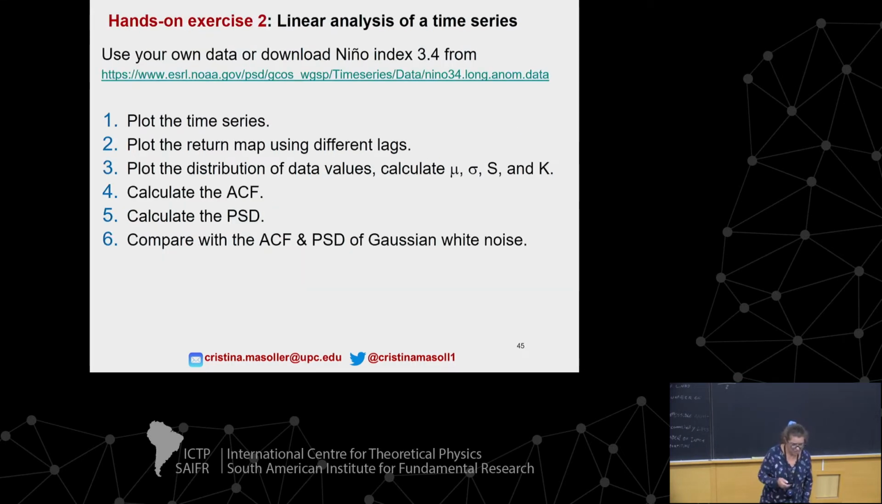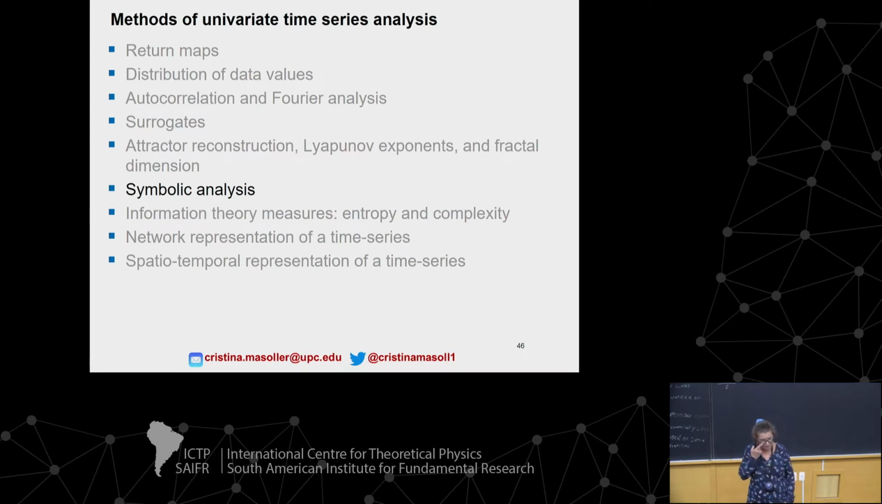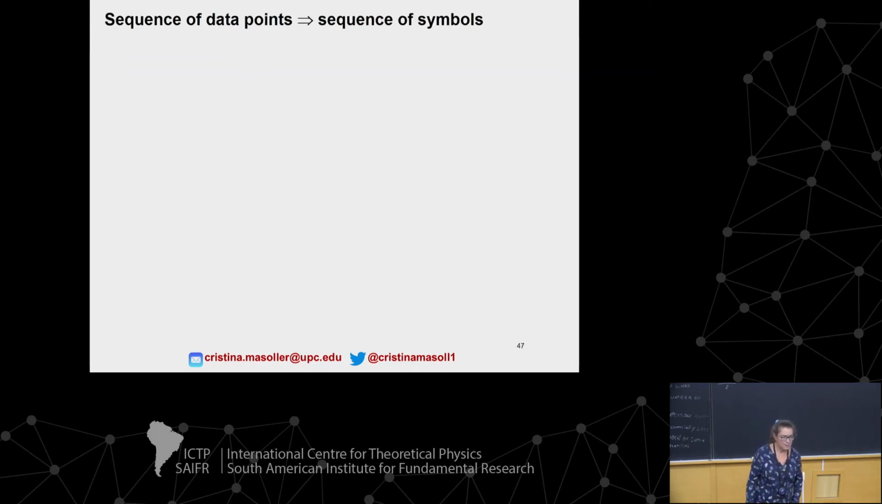Okay, so that was the hands-on exercise that I left from last class. And now we are going to go into a different set of methods, maybe you're not so familiar with, that have been really gaining momentum in the last maybe 20 years. And the first method is symbolic analysis. So the idea is that if you have a sequence of data points, you can always transform this sequence into a sequence of symbols. In principle, I'm going to put an example from a time series. But don't forget that if you have an image or a matrix, you can always transform.